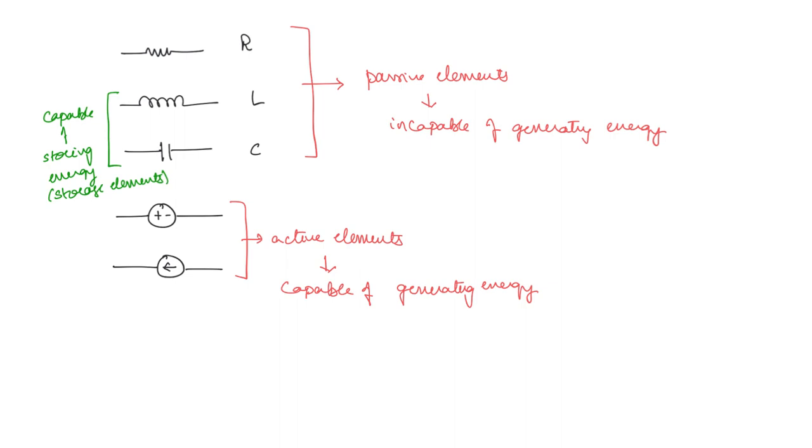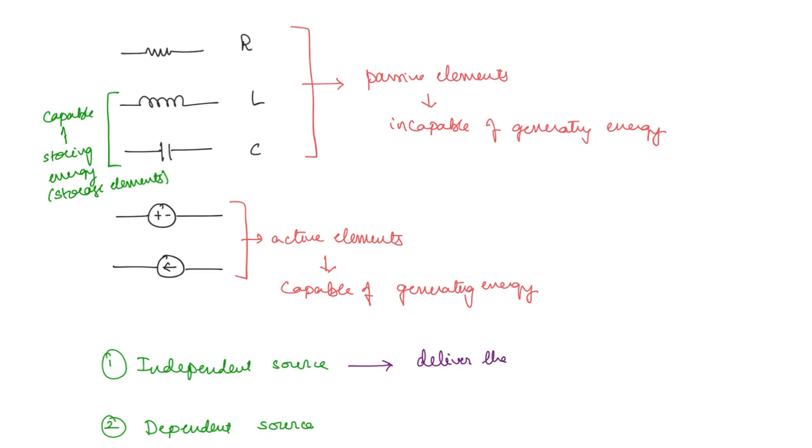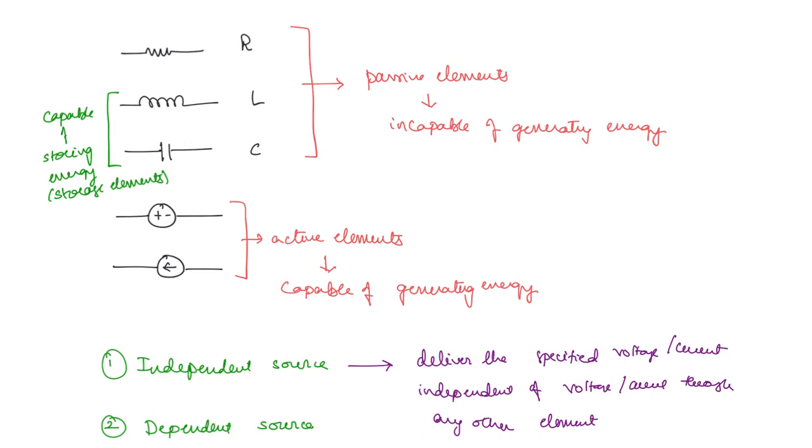Now in active elements we have voltage and current sources, right? Another classification that we have in active elements is independent source and dependent source. So what is the difference between these two? Independent sources deliver the specified voltage or current which is independent of voltage or current through any other element which is present in the circuit.